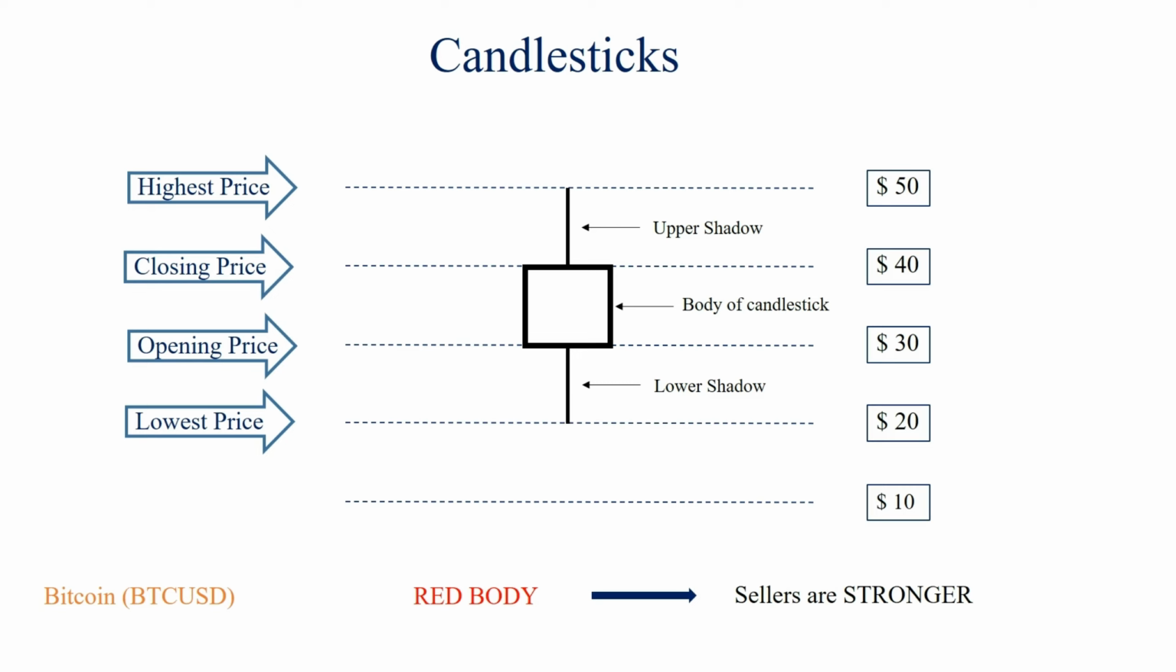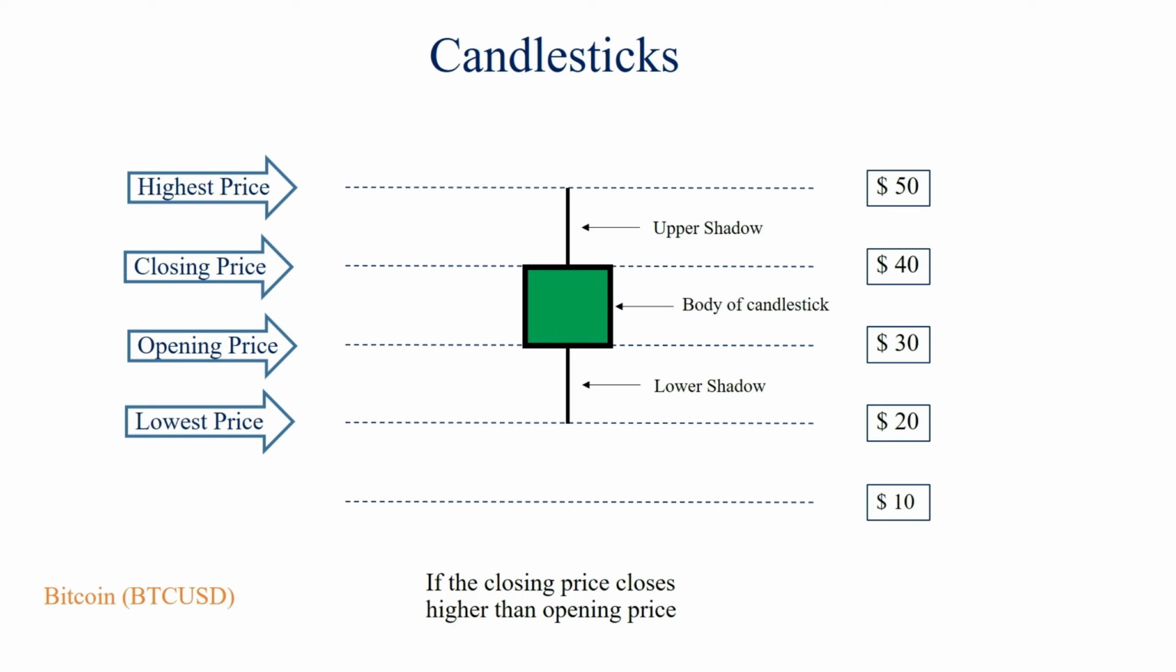And also, the color of the candle body is so essential. If the body is green, it means that the closing price closes at a higher point than the opening price. And this means that buyers were stronger than sellers, and on that specific day, they were so successful at increasing the price from one level to another level. On that specific day, everything was green and everything was increasing.